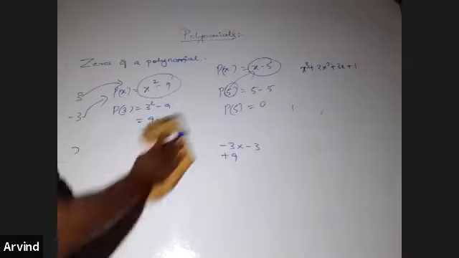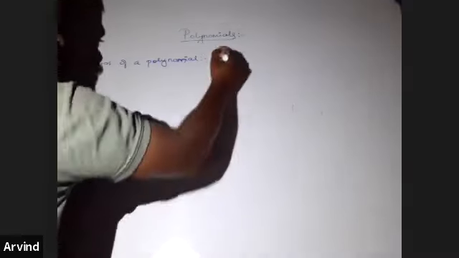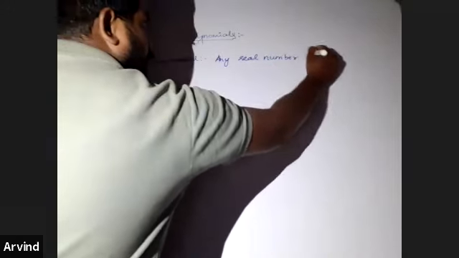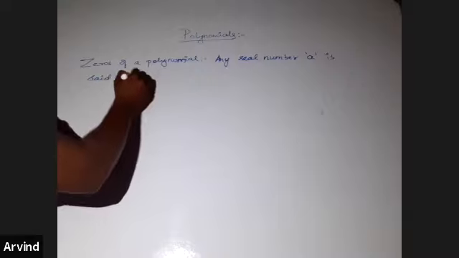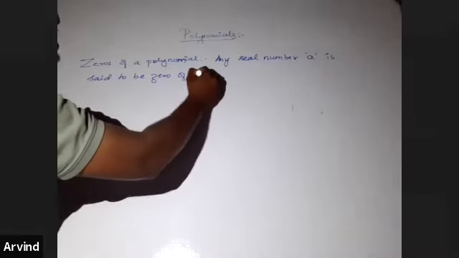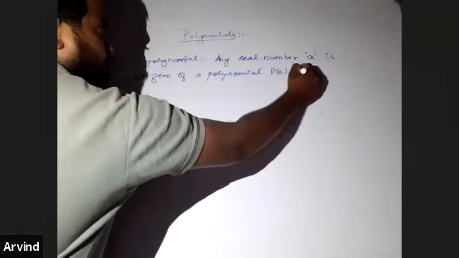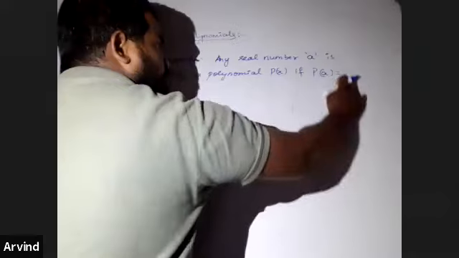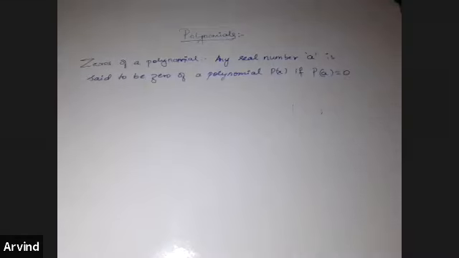First, let's write the definition. Do you know the definition? x can have any value, so we call it a real number. Any real number a is said to be a zero of a polynomial p of x if p of a is equal to 0. Whatever a we take and put in place of x, if the final answer is 0, then a is known as the zero of the polynomial.